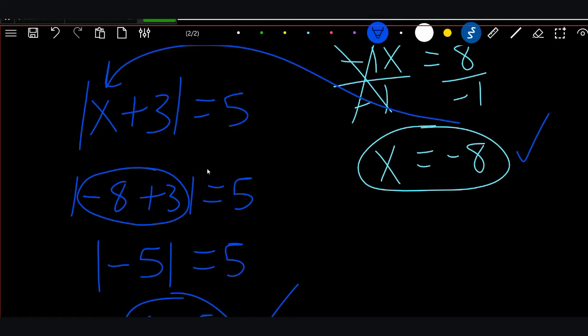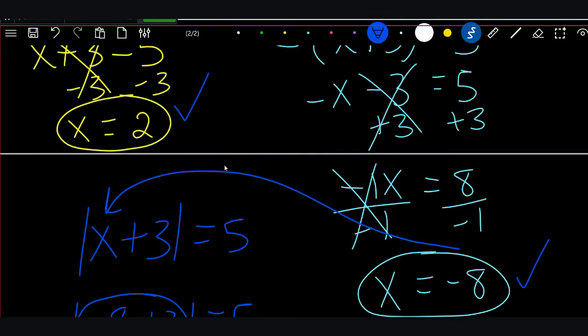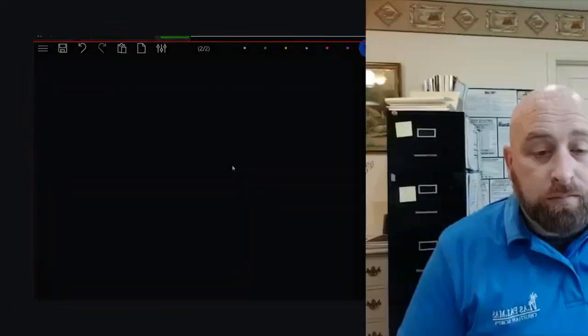x equals negative 8 works, and x equals 2 also works. Okay? Pretty neat, huh? So some of you thought that that wasn't possible, but we just proved that theory was false. It is possible. Let's see here. Let me try another one that's a little bit different.